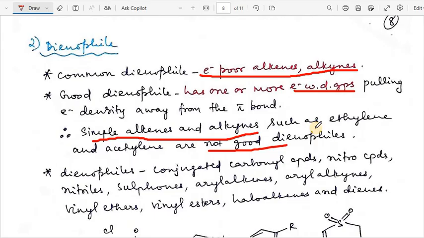Coming to the dienophile, what are the criteria for a compound to act as a good dienophile? The most common dienophiles are electron-poor alkenes and alkynes. Here, the dienophile must have electron withdrawing groups, whereas the diene should have electron donating groups to enhance the reactivity. The dienophile must have electron withdrawing groups to enhance the reactivity. Simple alkenes or alkynes cannot act as good dienophiles, such as ethylene or acetylene, which are not good dienophiles at all. If it has one or more electron withdrawing groups, then the reactivity increases.